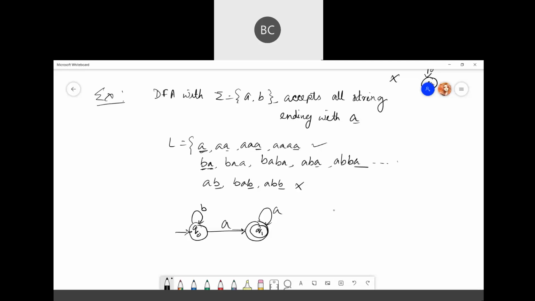Done. So for Q0, we have done the transition for both symbols A and B. After reading A, it will go to the final state, and after reading B, it will come back to Q0 again. Okay. Now for Q1, we have done the A part, we haven't done the B part. Can I make a self loop of B here? Can I do this? Can I write a B here? Like previous one.